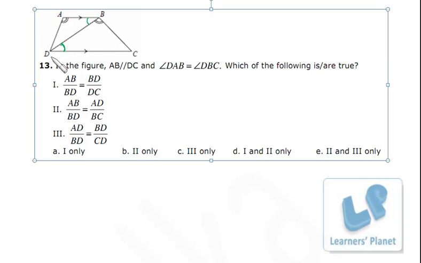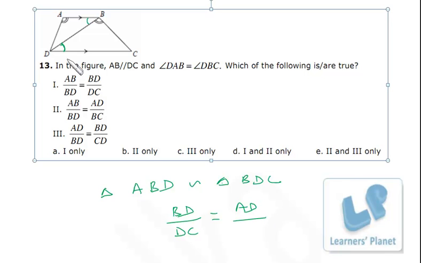That means triangle ABD is similar to triangle DBC. I'm not writing down the sides in ratio, so do not get confused. Triangle ABD is similar to triangle BDC. Now if the triangles are similar, I have to take the sides in proportion, right? In this triangle, the side opposite to this angle is BD, and the side opposite to this angle is DC, equal to the side opposite to this angle, which is AD, and here the side opposite to this angle is BC.